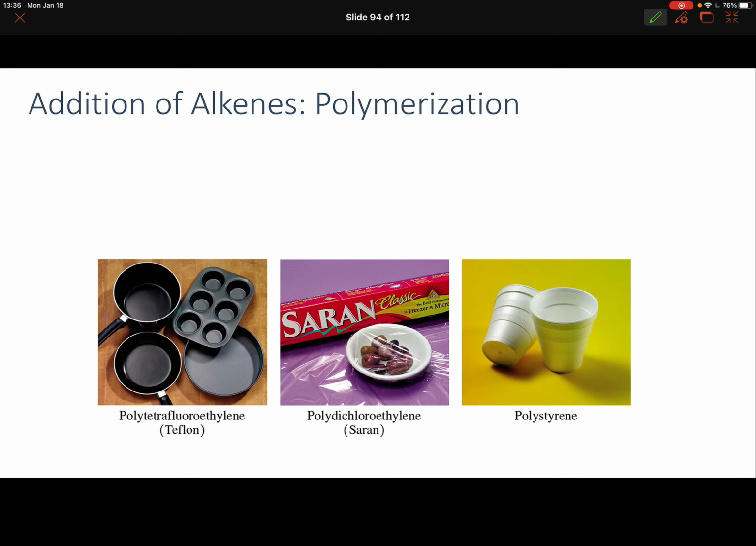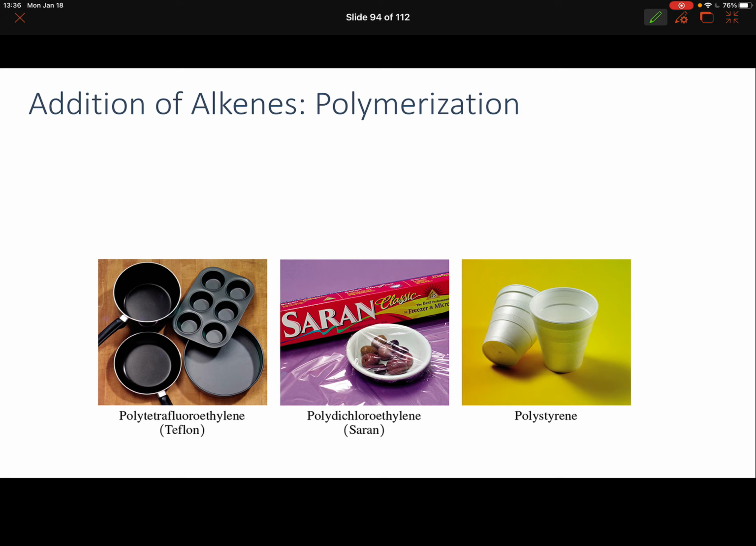All right, polymerization reactions. Let's talk about those. A polymer is a large molecule that consists of small repeating units called monomers. Many of these polymers are produced by addition reactions of alkenes. So we take alkenes and just let them react with each other to form big long chains.